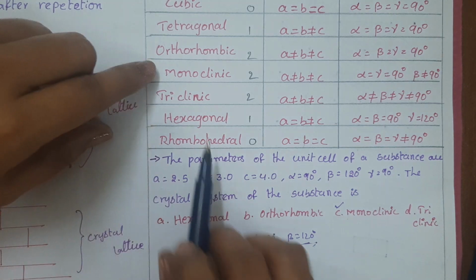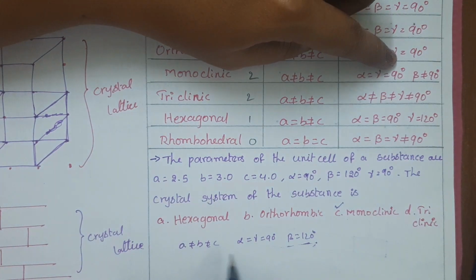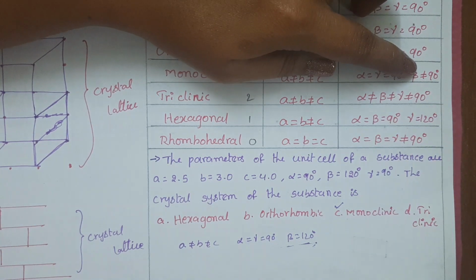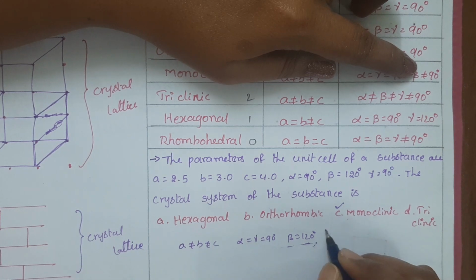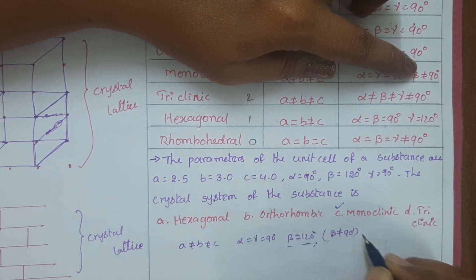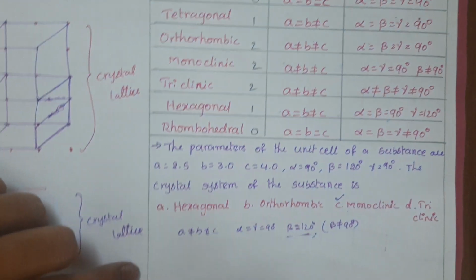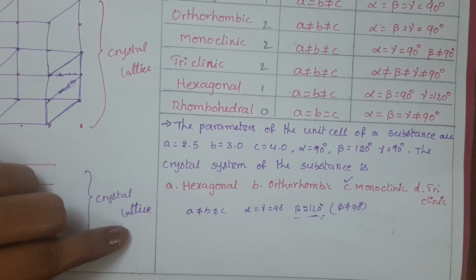So for monoclinic, a is not equal to b is not equal to c, alpha equals gamma equals 90 degrees, and beta is not equal to 90 degrees. Here beta equals 120 degrees, which is not equal to 90 degrees. So this is the correct answer. Monoclinic is the correct answer for the question.